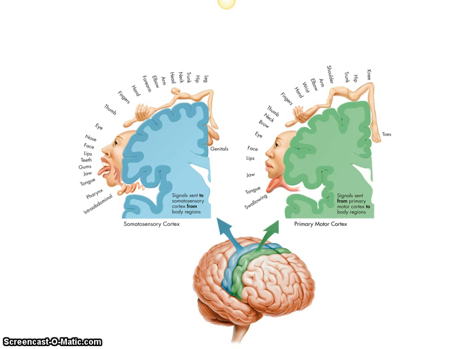So for example, a relatively large part of the somatosensory cortex is dedicated to the tongue. Take a look at that on the left part of the slide, whereas a relatively small part of the somatosensory cortex is dedicated to the elbow. So if you touch your elbow right now, you're going to notice that it's not very sensitive.